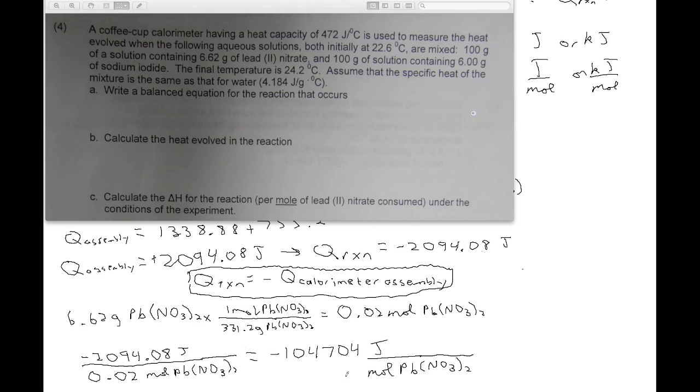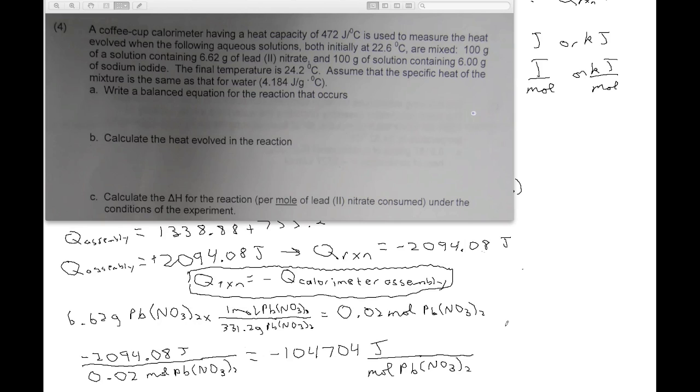And what's the symbol for this? What symbol did we figure out here, in part C? In part C, it was joules per mole lead nitrate. Those are the units. What's the symbol for this concept that we figured out?